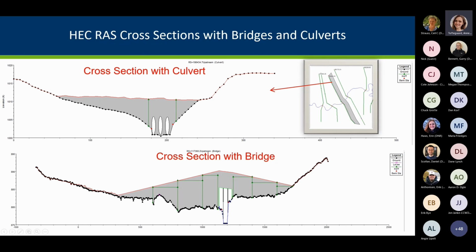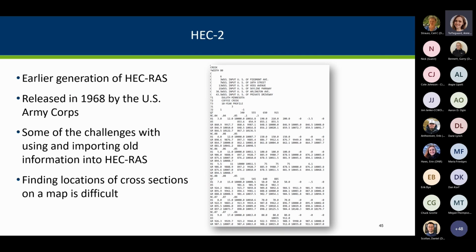Speaking of old models, this is the predecessor of HEC-RAS, HEC-2. Like I said, HEC-RAS was developed in 1995, and HEC-2 was developed in 1968. It's the earlier generation, and we'll run into these models quite a bit when we're looking at effective models from the 1970s and 80s. You can actually take the HEC-2 output and import it into HEC-RAS, but there are some challenges associated with doing this.